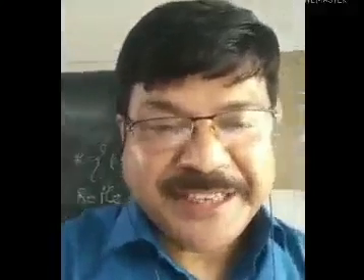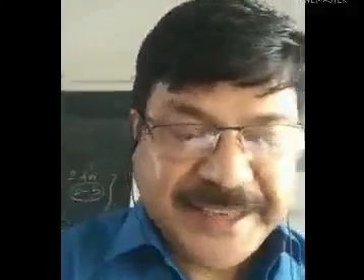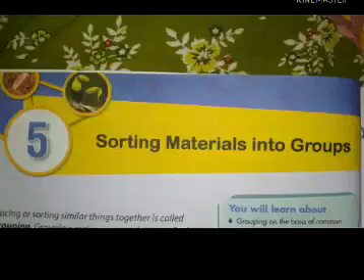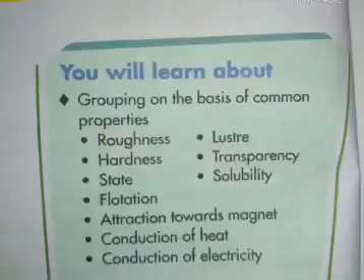Today we are going to study class 6 science chapter 5, sorting of materials into groups. Now in this chapter you will learn about grouping on the basis of common properties like roughness, hardness, luster, transparency, state, solubility, flotation, attraction towards magnet, conduction of heat, and conduction of electricity.